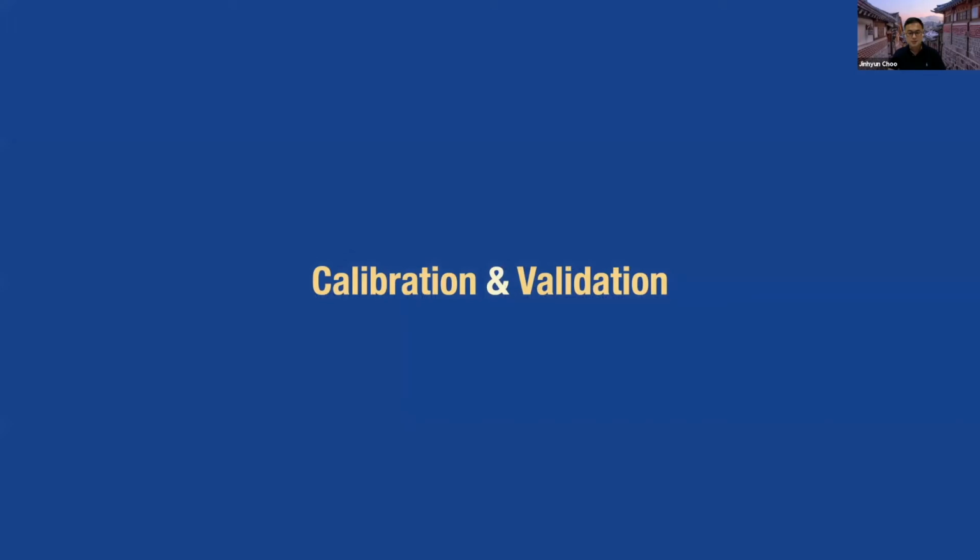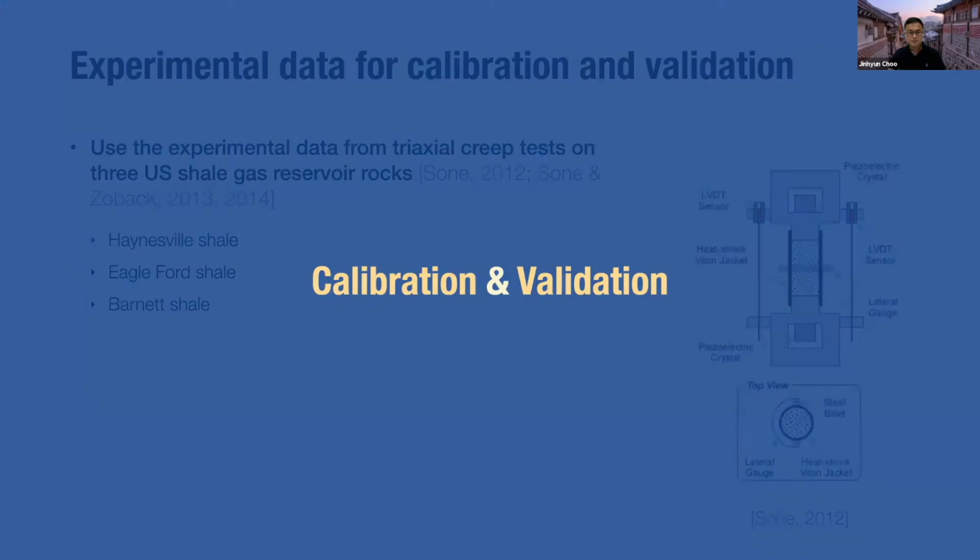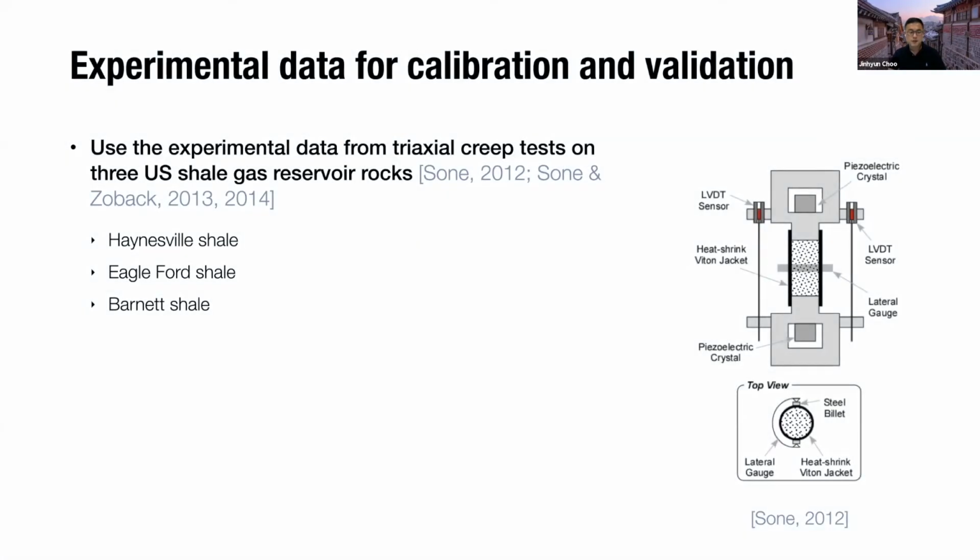So here we calibrate and validate the model. For that purpose, we use experimental data from triaxial creep tests on 3 US shale gas reservoir rocks conducted by Sone and Zoback. The 3 rocks are as follows: Haynesville Shale, Eagle Ford Shale, and Barnett Shale. And these 3 shale samples were tested using the same protocol.